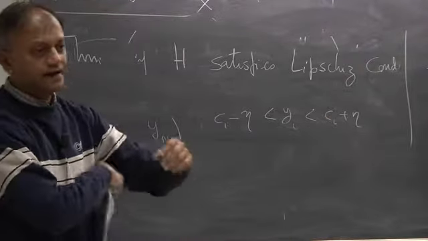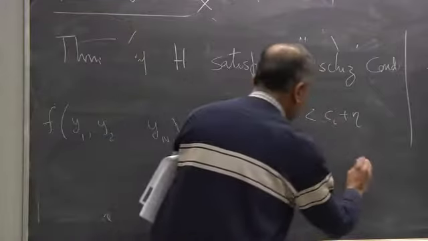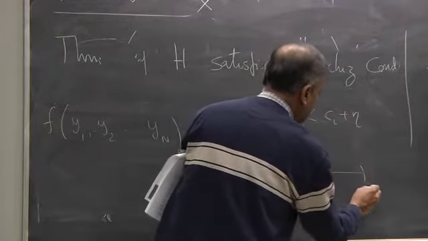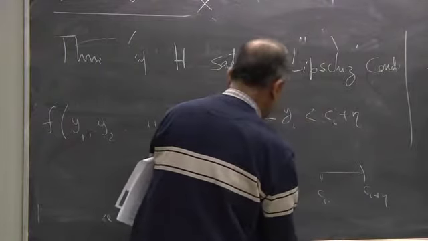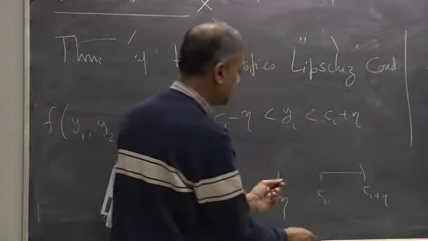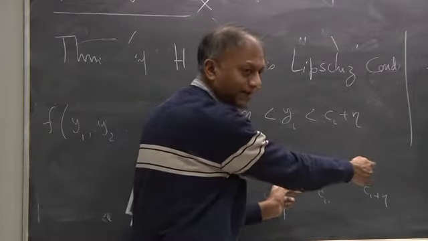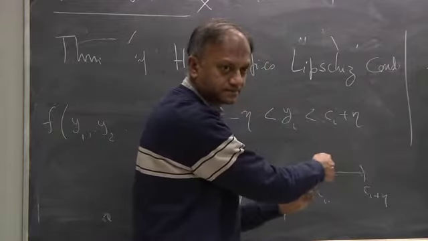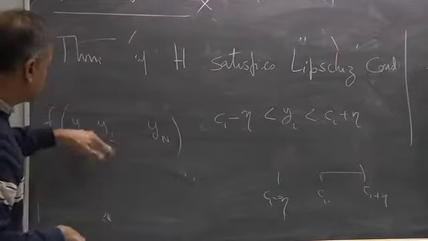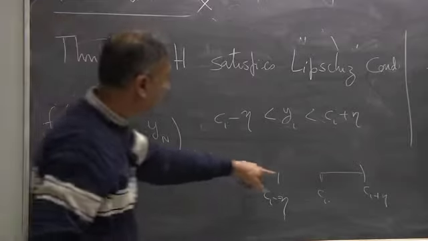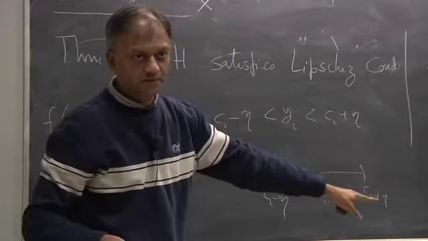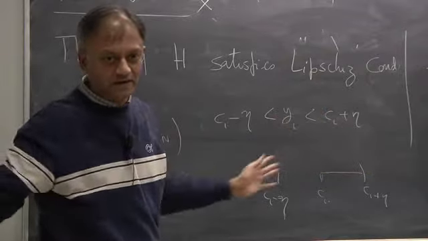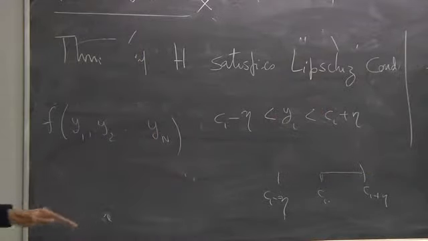So the yi's are ranging from, if you draw a picture, ci is some number here, ci plus eta is this, and this is ci minus eta. So the full interval is of length 2 eta, and yi is supposed to be inside this range. You are allowing these variables, these yi's, to go between this range.